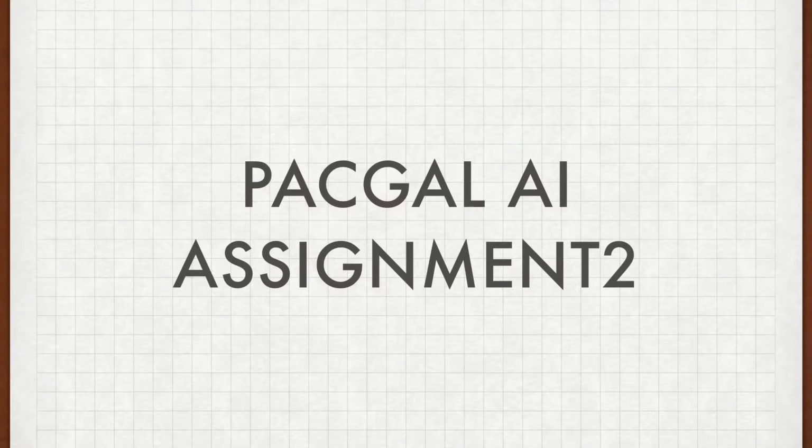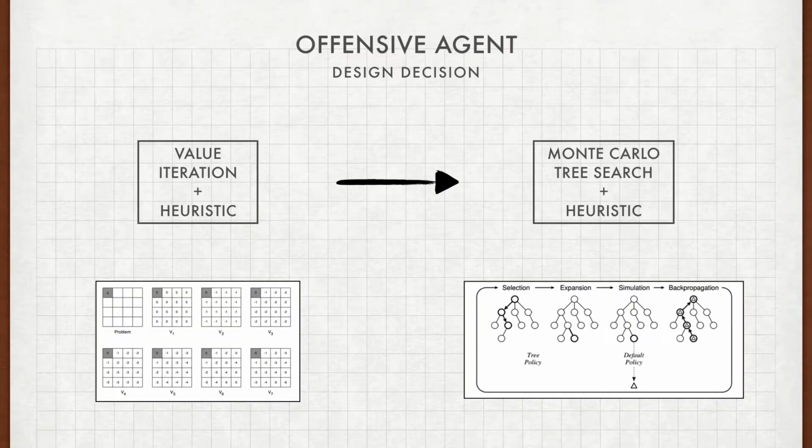In this assignment, our team designed an offensive agent using Monte-Carlo tree search and value iteration, and the defensive agent using heuristic search. For the offensive agent, we started with value iteration and further improved to Monte-Carlo tree search due to some limitations of value iteration. We will discuss a comparison in a later section.